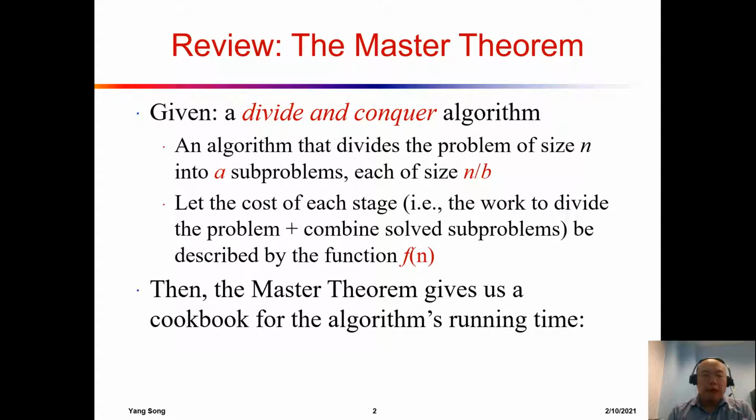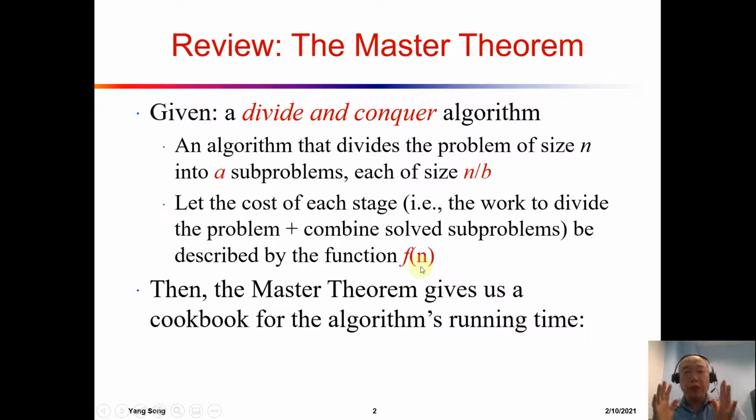So for the master theorem, our goal is that if we have a divide and conquer algorithm, we assume that it divides the full problem into a number of subproblems, and each subproblem has size n divided by b. After that, there will be some additional work done after or before the divide and conquer. Usually we call that the aftermath part of the recursion, and we assume its cost to be f(n).